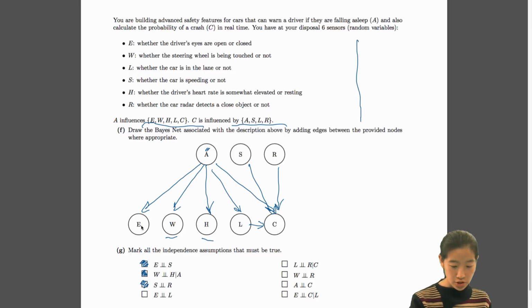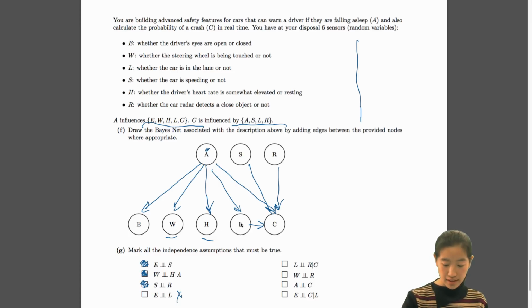What about E and L if we don't observe A? Knowing something about E will tell us something about L because A is not observed. It will give us additional information, so this is not independent from each other.